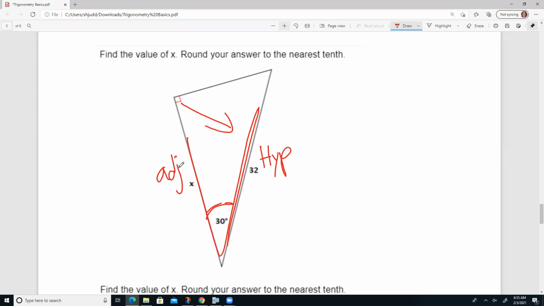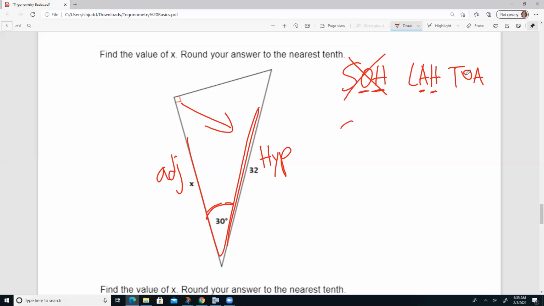I'm going to use the mnemonic device. So, okay, sine requires opposite and hypotenuse. I have the hypotenuse, but I don't know anything about the opposite side, so I'm not going to deal with that. Cosine uses adjacent and hypotenuse. Hey, that is what I have.